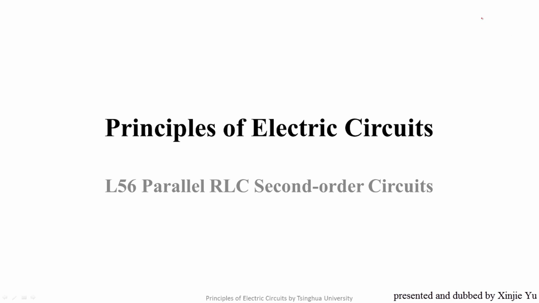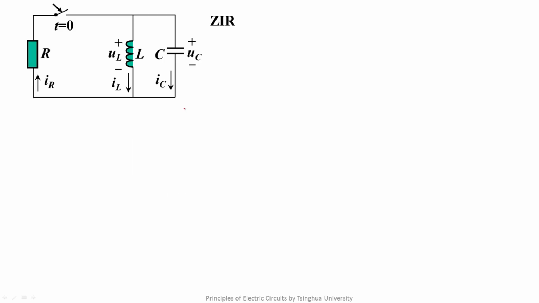Hello everyone, this is lecture 56 of Principle of Electric Circuits. Based on the discussion of the serial RLC second-order circuit in the last lecture, this lecture we will discuss a parallel RLC second-order circuit. This is a ZIR RLC second-order circuit.